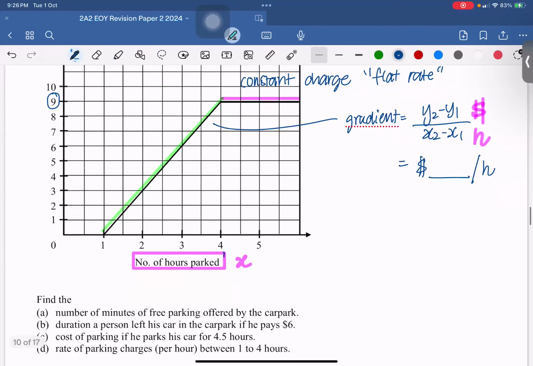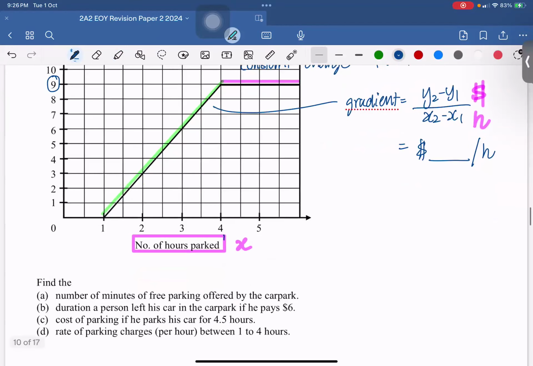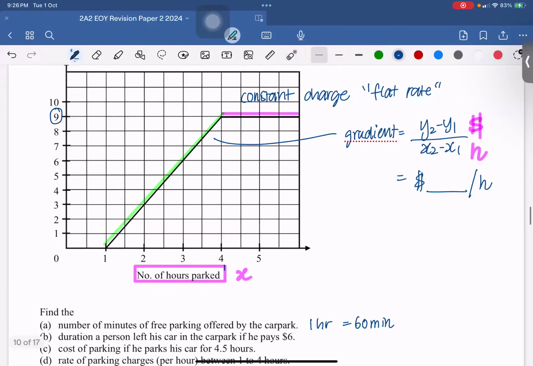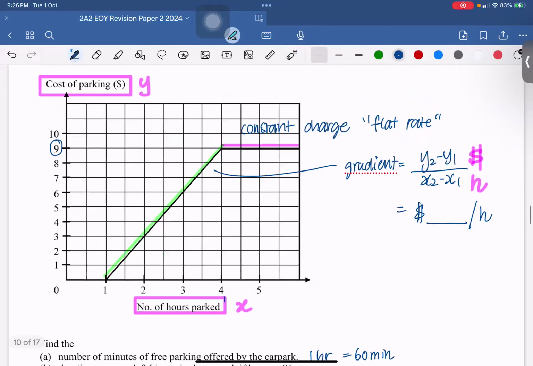So first part, now understanding this type of concept already, right? Find the number of minutes of free parking. Free parking means, is there any charge? No. So the price is 0. So how many minutes got free parking? 1 hour. But how many minutes? 60 minutes. Find the duration. So how long did he leave his car in the car park if he pays $6? This one is the price, right? The price is $6, so I go to the price, 3 hours. $6.